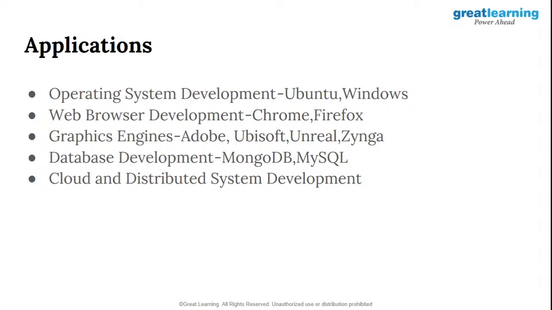Again, these are the different types of applications you can develop using C++, like operating system development with Ubuntu or Windows, web browser development like Chrome or Firefox, graphic engines like Adobe, Ubisoft, Unreal, Zynga. These are all for the game lovers. And database development like MongoDB, MySQL, and then cloud and distributed system development also with your AWS and Azure.